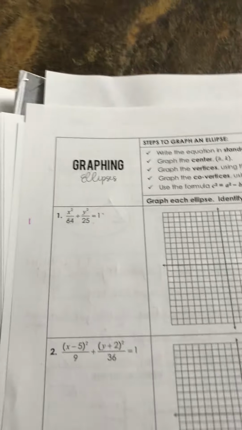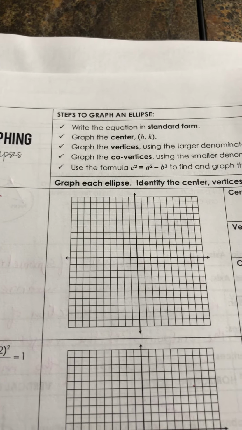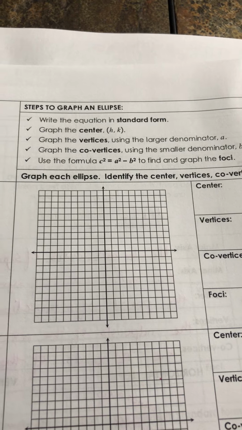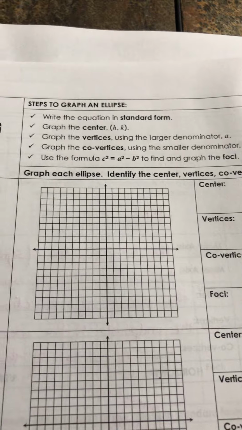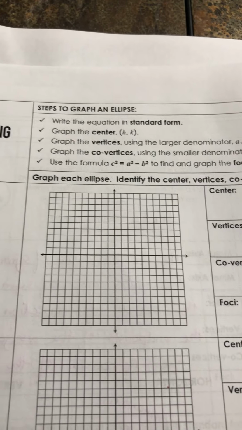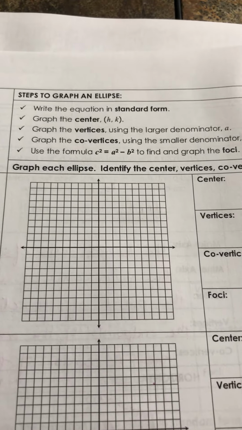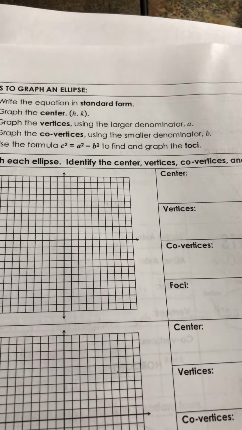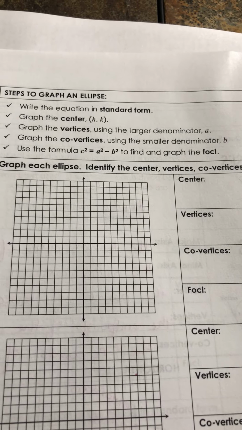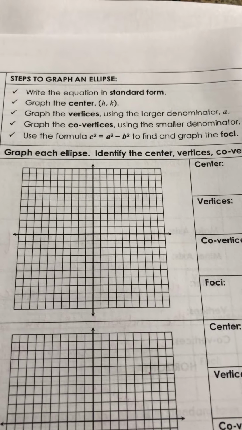So let's learn how to graph an ellipse. Few steps to remember. Write the equation in standard form so that you can identify the center and the vertices. We find the vertices using the larger denominator, because vertices are on the major axis, and first we need to know whether it's a horizontal or vertical ellipse. The larger number tells you the vertex. The co-vertices are given by B, and we find C, the foci, by subtracting the squares of A and B. Okay, so let's start doing it here.